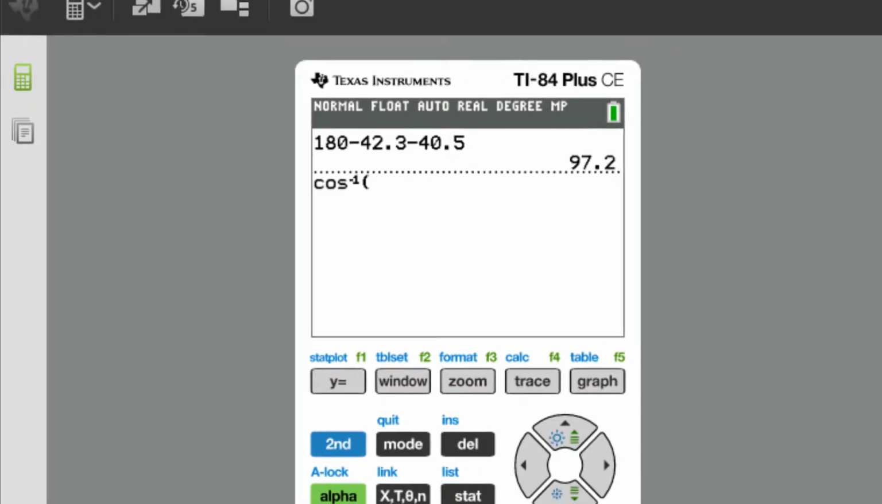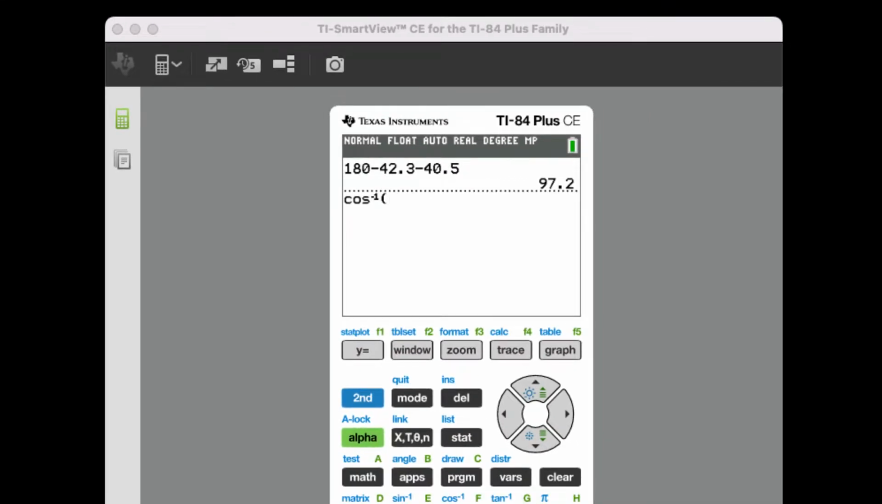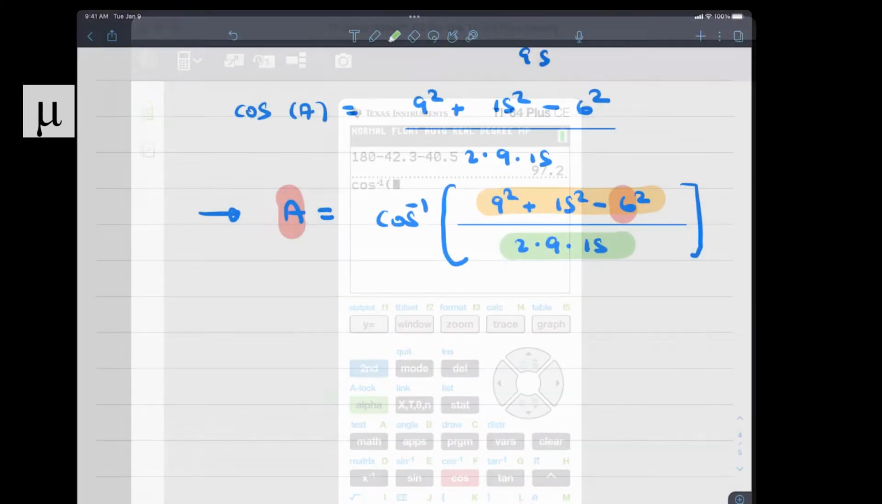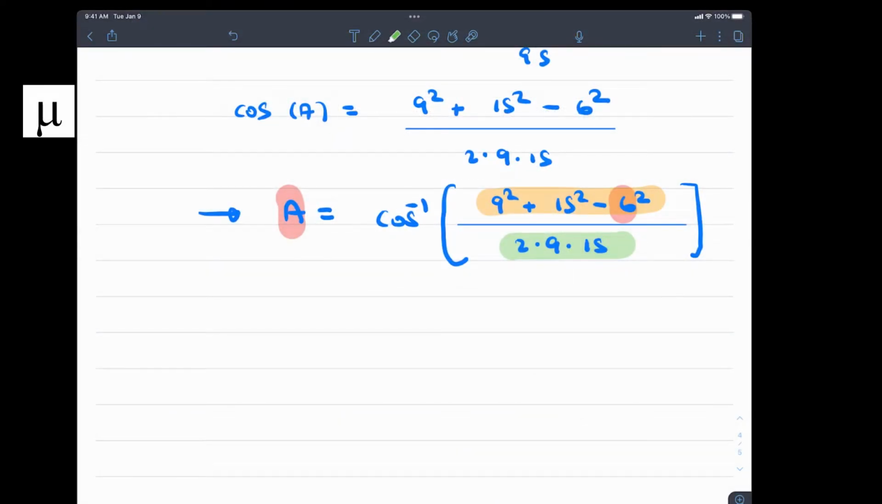I'm going to do it again. I'm going to clear it out so you guys can see here. There it is. Clear this out. Remember, it's in blue, so hit second. That's your inverse cosine. You're using the inverse cosine key because you have cosine of A. This is what's going to allow you to get angle A in the calculator. So here you go.